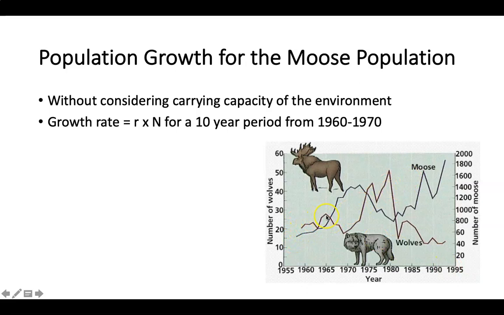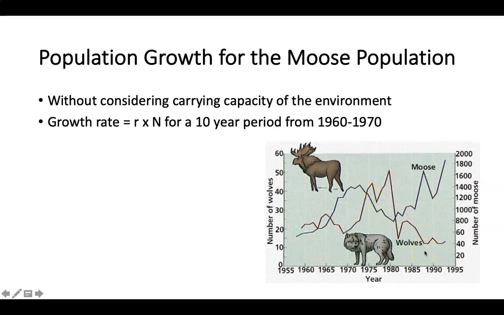The wolf population is shown in red. Now you can see the reaction of one population to another. When the wolf population is low, the moose population can increase. There's a bit of a lag period, but once the moose population gets high, those wolves can increase because now their prey are abundant. As the wolves get high, the moose begin to drop.